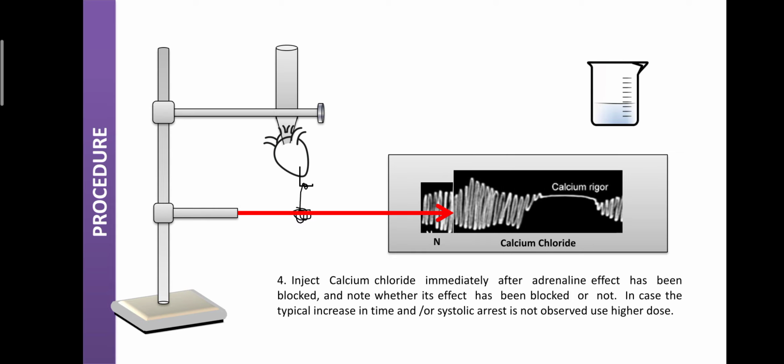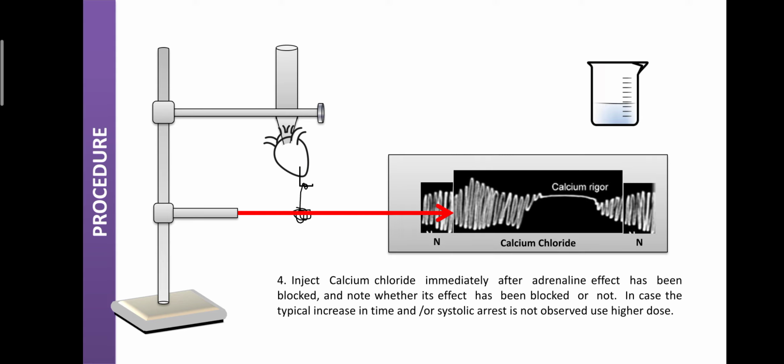Calcium chloride can increase the force of contraction and heart rate, and the heart can stop in systole. So it serves as a confirmation test: the effect that was blocked by administration of propranolol before adrenaline can be confirmed. That confirms the adrenaline activity can be blocked only by propranolol.